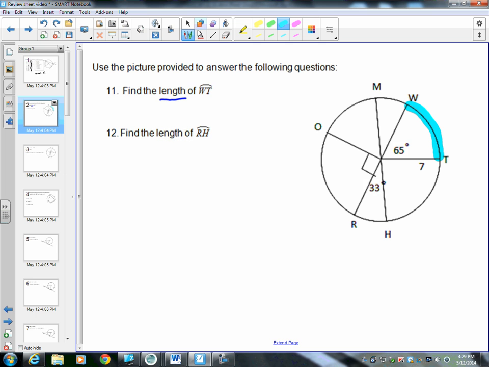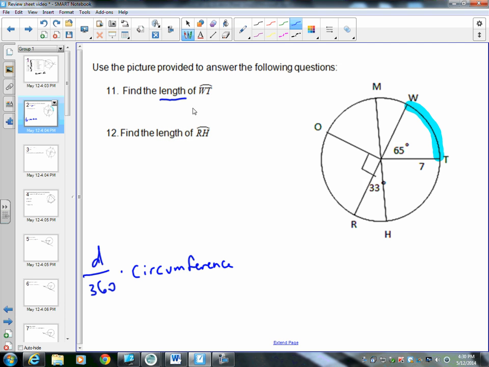Okay, there we go. So arc WT. If this arc is what we're trying to find, and again, we're finding the length, there's an equation we've got to use. So what's the equation for arc length? Well, the arc length is the degree measure divided by 360, multiplied by the circumference.